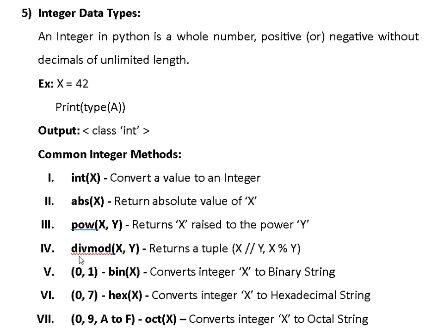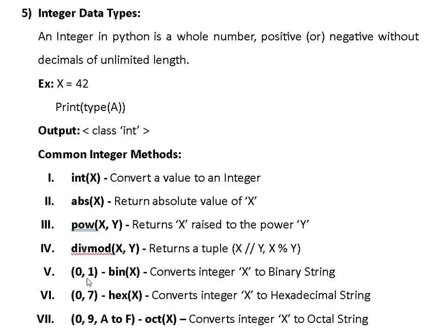So this is divmod of x comma y. Division mode returns a tuple, see here, x double slash y and x percentage y. So this is the division of x comma y, which is included in Python programming. You can understand why we are discussing these steps in data types.